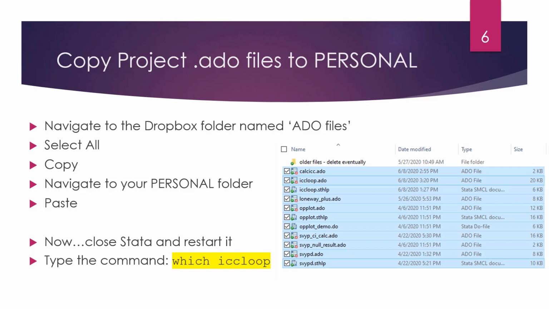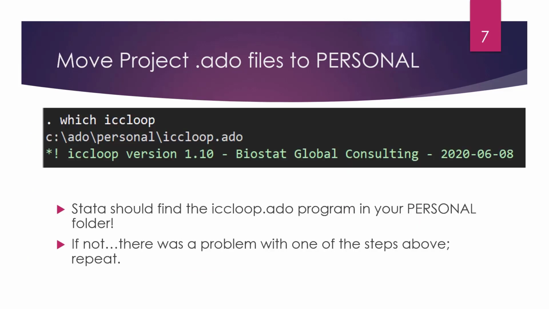Now if you close Stata and restart it, and type that command again, which ICCLoop, you should see some output that looks like this. It tells you the name of the folder on your computer where it finds the ICCLoop program. So if you get some output that looks like this, then you have succeeded, and Stata can now find those programs. If not, then there was some sort of a problem and you'll need to repeat the steps above.